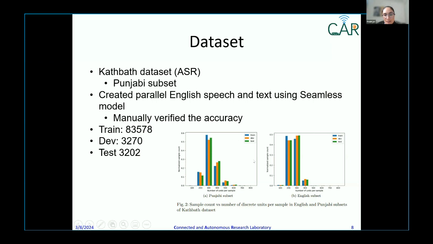Here, the figure just shows the distribution of the data set. Since we are converting the speech to discrete units, the figure shows the average number of discrete units, which is just the numbers that I showed in the previous slide. So we had an average of 300 discrete units per sentence in both English and Punjabi.